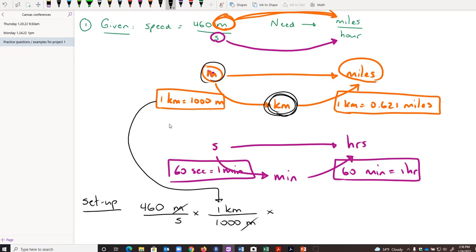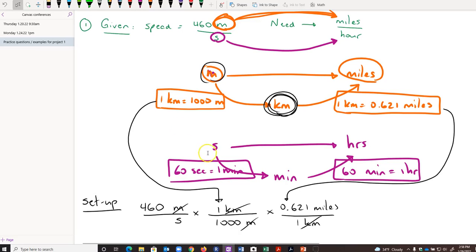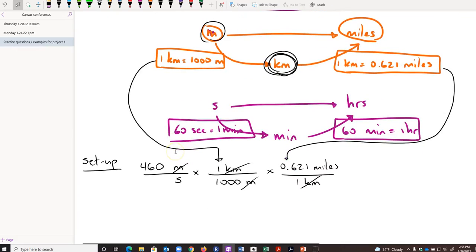We're over here. We want to get to miles. We can then take our second conversion factor and stick it in. And if we want to end up with miles, then we put the 0.621 miles on top. And then that's for every 1 kilometer that goes underneath. So kilometers cancel out. So at this point, what you can see is the units that we're left with are miles on top. And the only unit on the bottom is seconds.